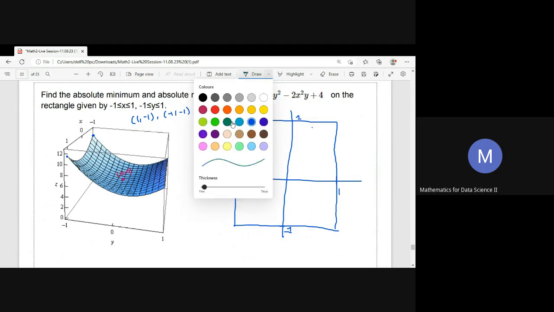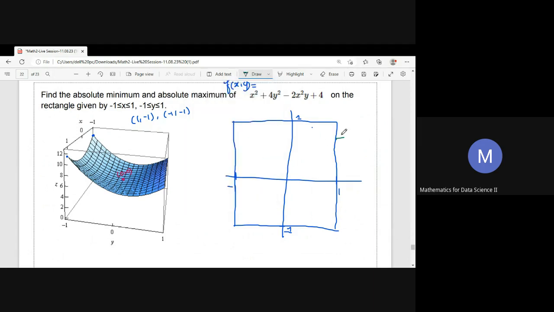Now for this square, how can you write this boundary line? What is the value of x along this boundary line? x is equal to 1 and y varies from -1 to 1. And here x is equal to -1 and y varies from -1 to 1.